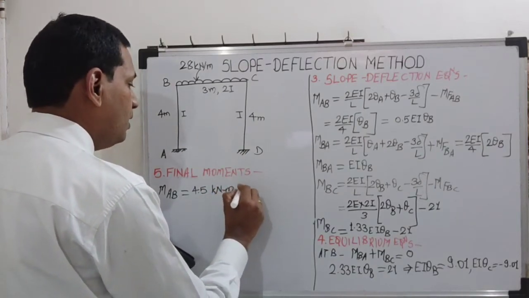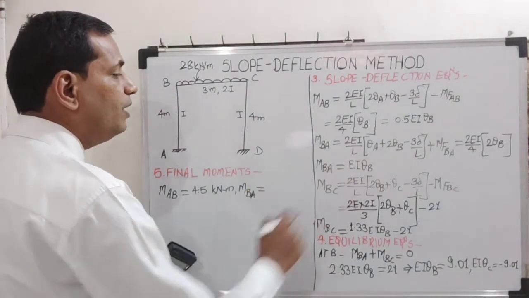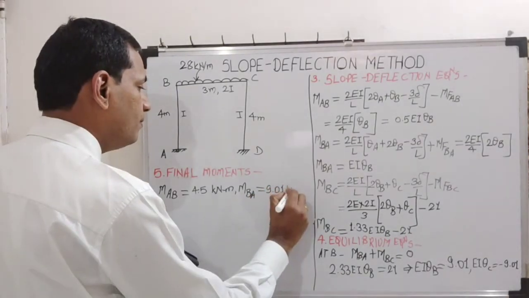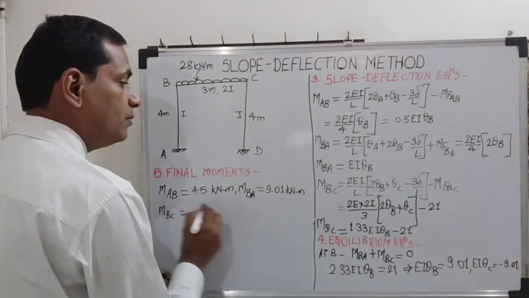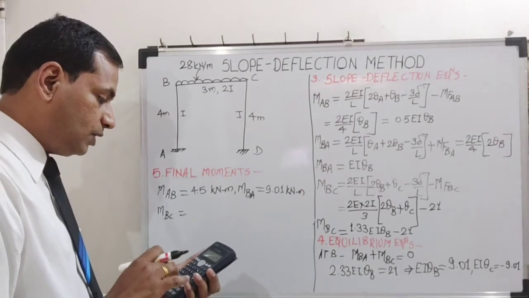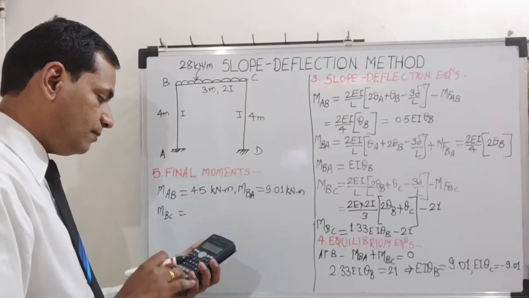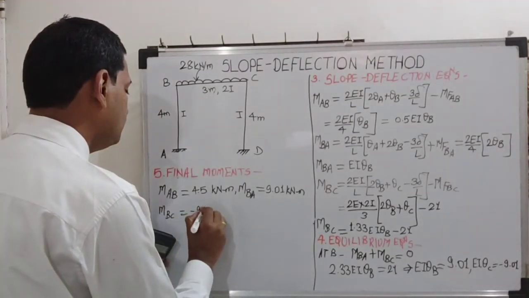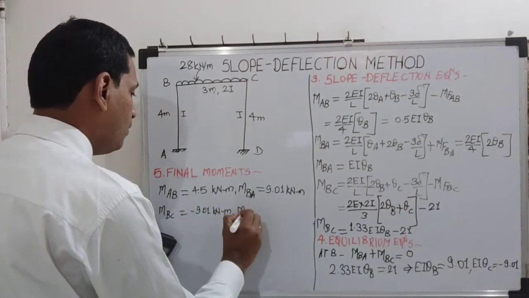Then MBA, what will be MBA? 1 EI theta B. So it is 9.01 kilonewton meter. Then MBC, 1.33 EI theta B. It means 1.33 into 9.01 minus 21. So it is minus 9.01 kilonewton meter. Now what will be MCB?